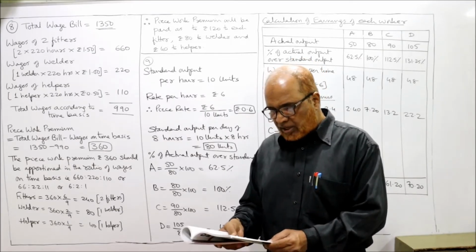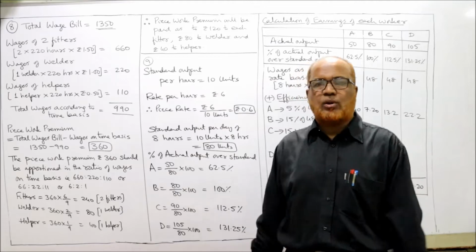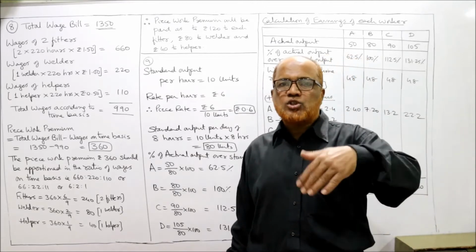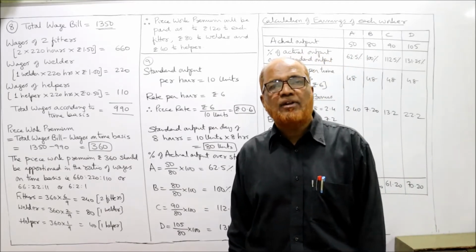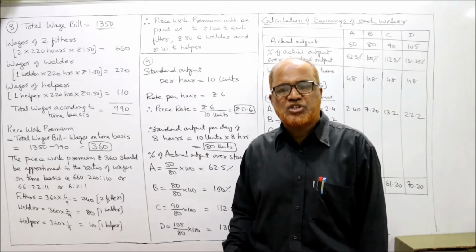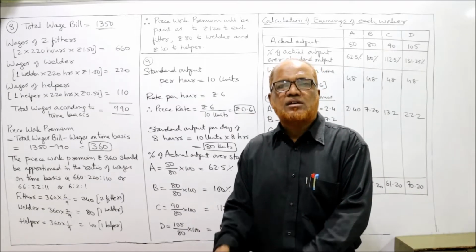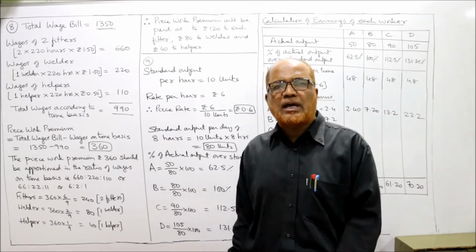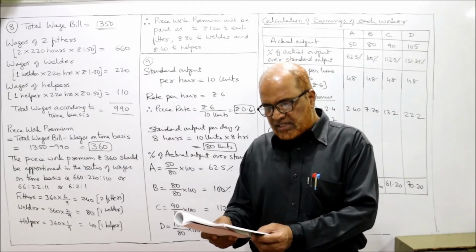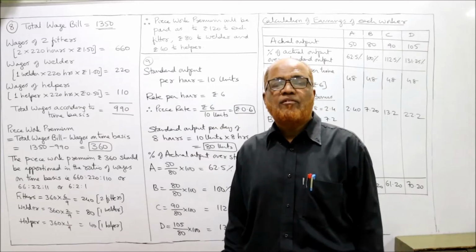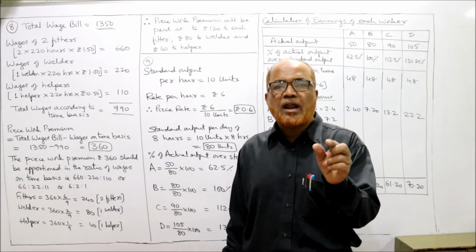Bonus rated on efficiency is paid according to a scale as follows. So if a worker has produced more output, then he will be given bonus depending on his efficiency. So what is the level of efficiency and bonus percentage on wages? Actually wages will be paid according to time basis. What is the rate? The wage rate is 6 rupees per hour.